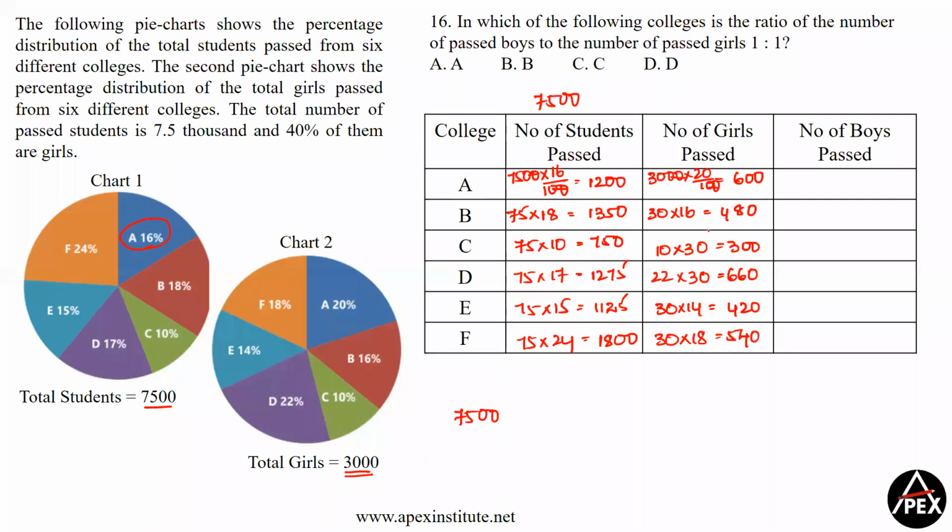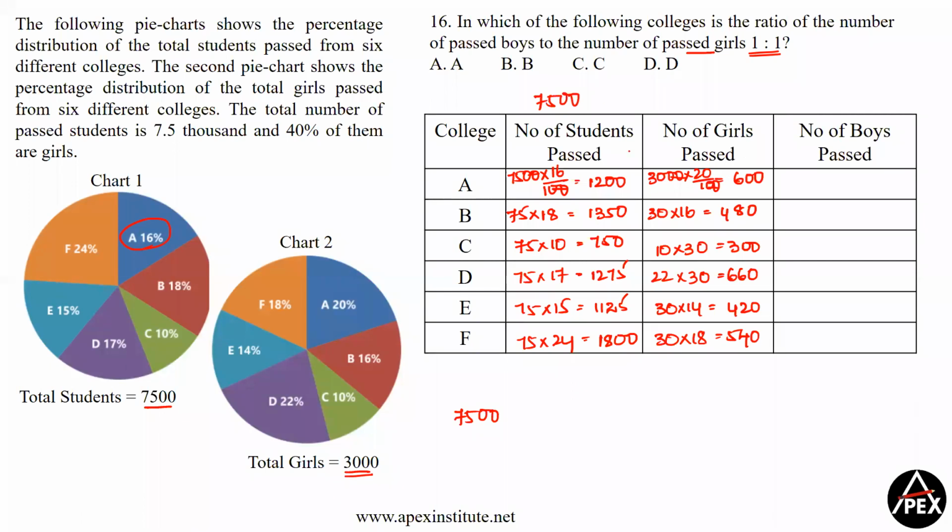So these are the data that we are given with. Now let us look at question number 6. In which of the following colleges is the ratio of number of boys passed to number of girls passed 1:1? So this is indirectly telling me that the number of girls passed should be equal to the number of boys passed, and we have to determine that college, isn't it?